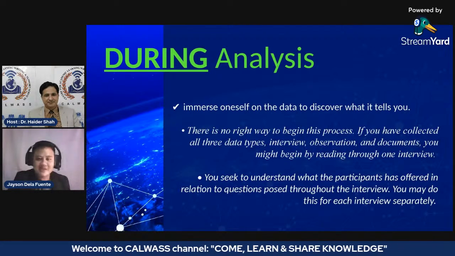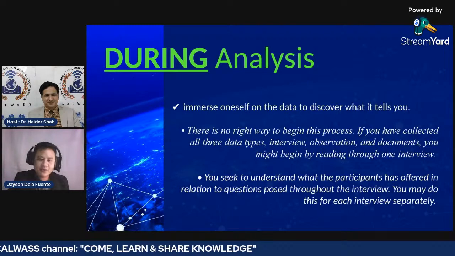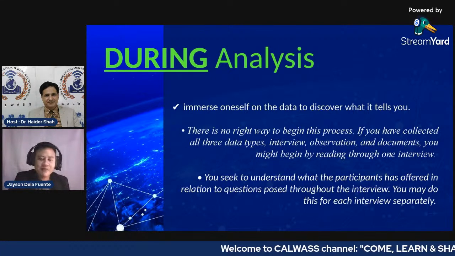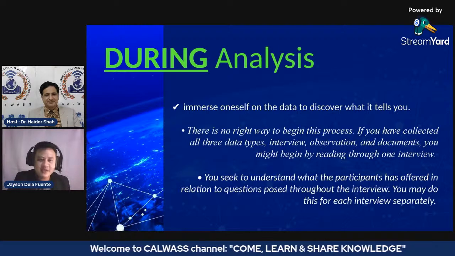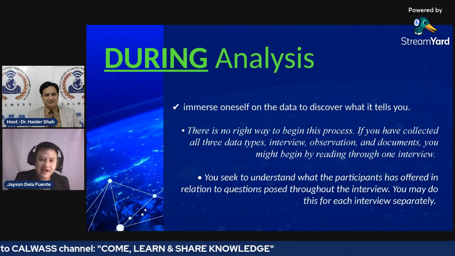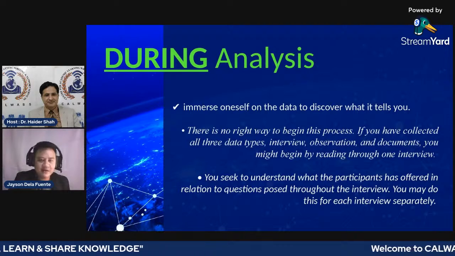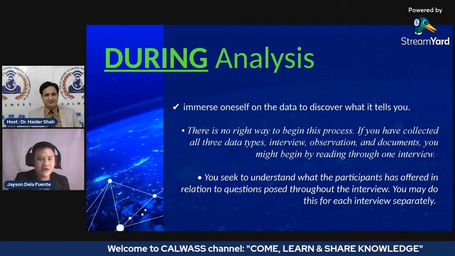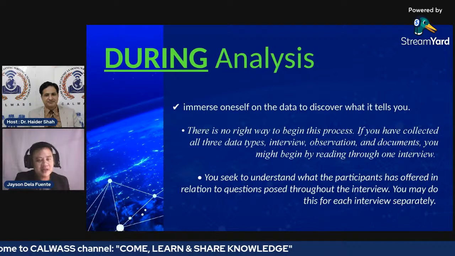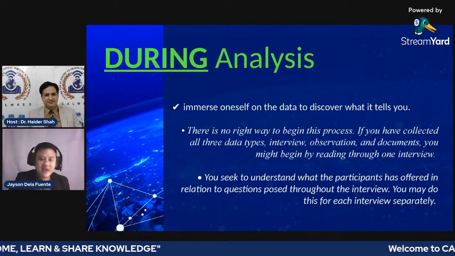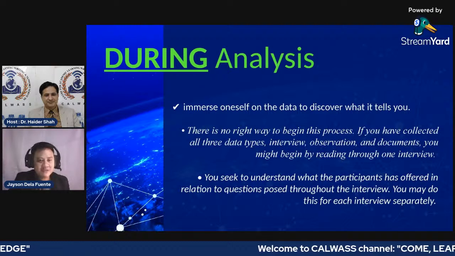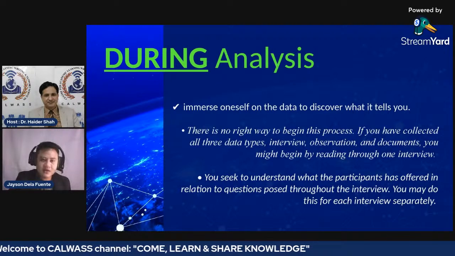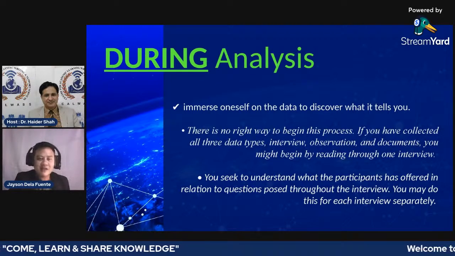If you have collected all the data through interview, observation, or documents, you might begin by reading through one interview. If you have one or two participants in your study, you may start immediately after gathering all the data that you need. You can start analyzing your data. As we all know, in qualitative research, we have a lot of sources of data, as to our qualitative data. May it be printed, may it be oral experiences shared with you by our participants, or may it be pictures, photos, videos. There are actually a lot of sources of qualitative data that we can use in our qualitative study.